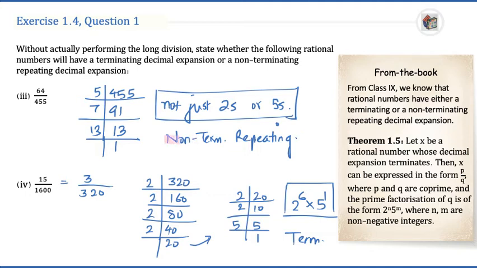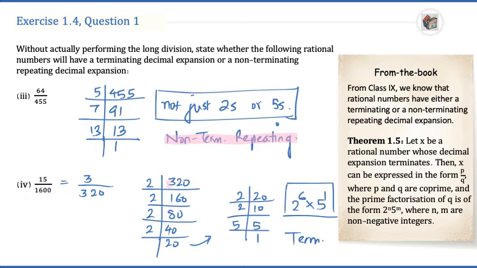And if it's not terminating, then it's going to be non-terminating, repeating. Next up, 15 over 1600. This time I can cancel them out because these two numbers are not co-prime. They have a common factor 5. Now when I cancelled that, I got 3 over 320. But now these two numbers are co-prime, so I cannot cancel them any further.